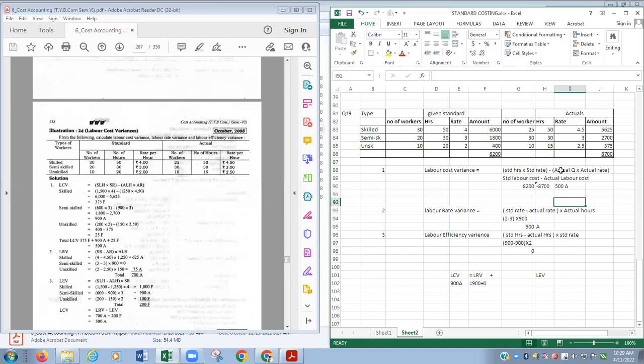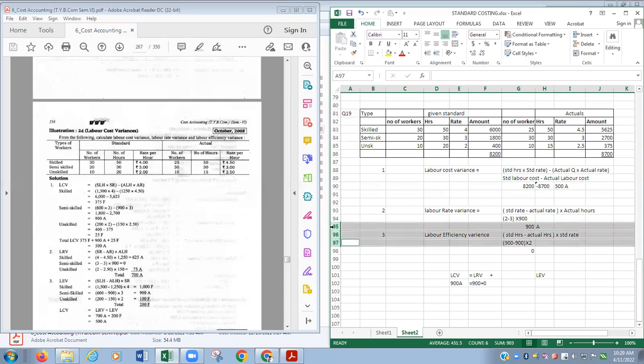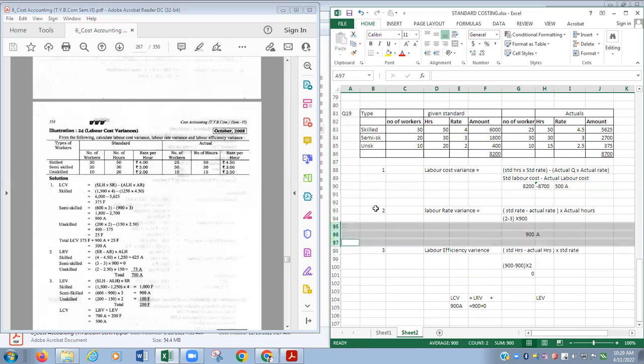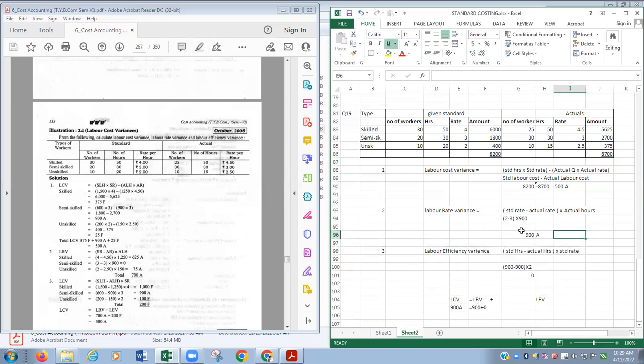Clear? Now next one is a labor rate variance. Here you have to do it for each and every category. Like in material cost also we did it for every material, that is A, B or C. We used to have different calculation. Clear? Last 10 minutes pop-up is there. We'll definitely complete within 10 minutes, don't worry.